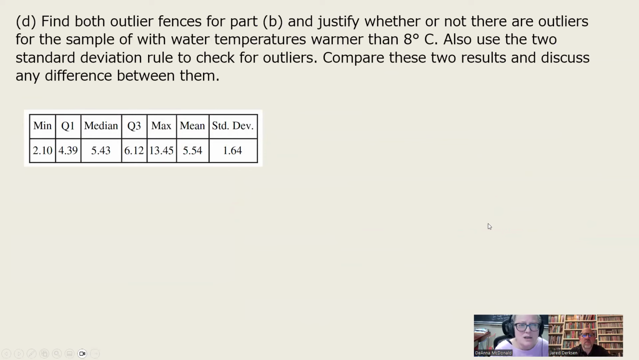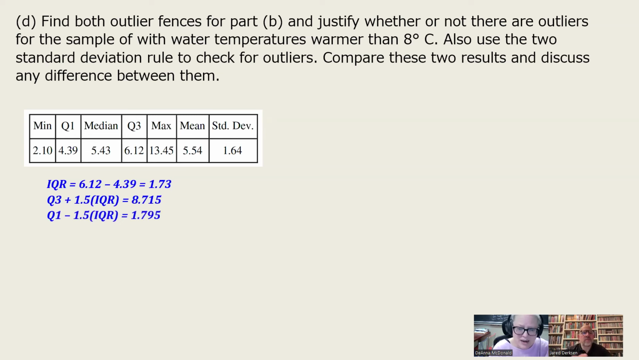Okay, so now it says use the 2 standard deviation rule as well as the outlier fences that we found from part B to check for outliers, and then compare these 2 results and discuss any differences between them. All right, so here's the IQR rule. I'm finding my fences. I'm finding the IQR, the interquartile range, and then I'm taking 1.5 times that IQR, and I'm adding it to the upper quartile, quartile 3, and then I'm subtracting it from the lower quartile, quartile 1, to get my fences. So these are the fences for outlier land. If you're within the fences, you're not an outlier. If you're outside the fences, you're an outlier according to this rule.